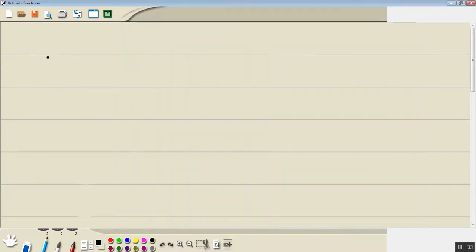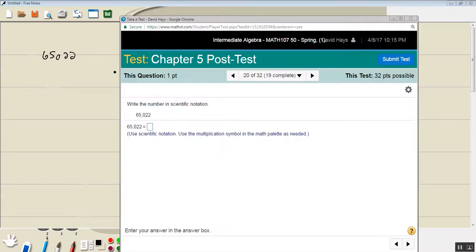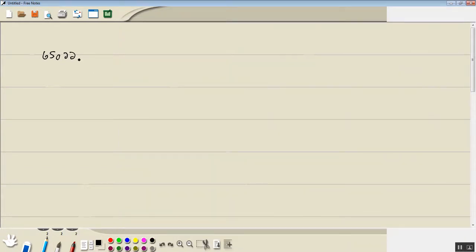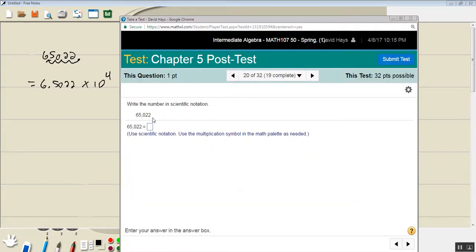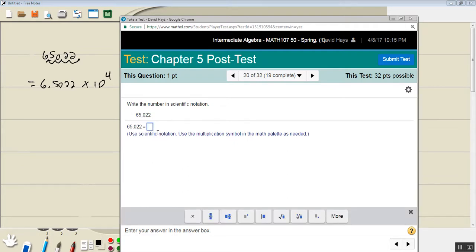And write the number in scientific notation. So we've got 65,022. Now if our word put a decimal here, it'd be right here. And for scientific notation, we want just one digit between 1 and 9. So I have to move this to the right: 2, 3, 4 places to the right. So this would be 6.5022 times 10, 1, 2, 3, 4 places, to the fourth power. Okay, so 6.5022, and make sure you use the multiplication sign down here, not x, times 10 to the 4th.